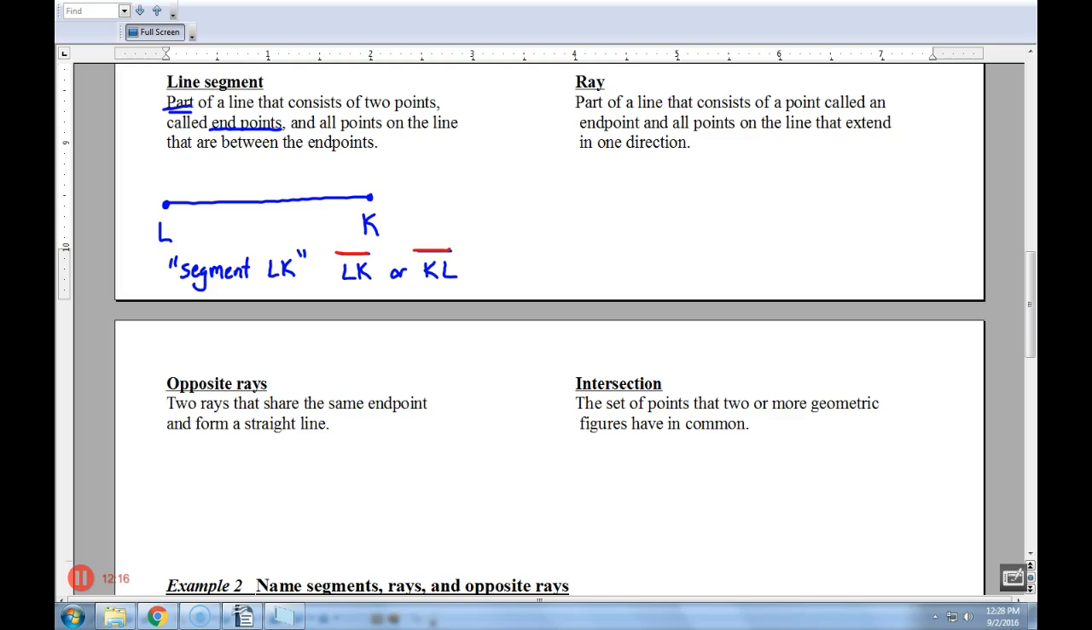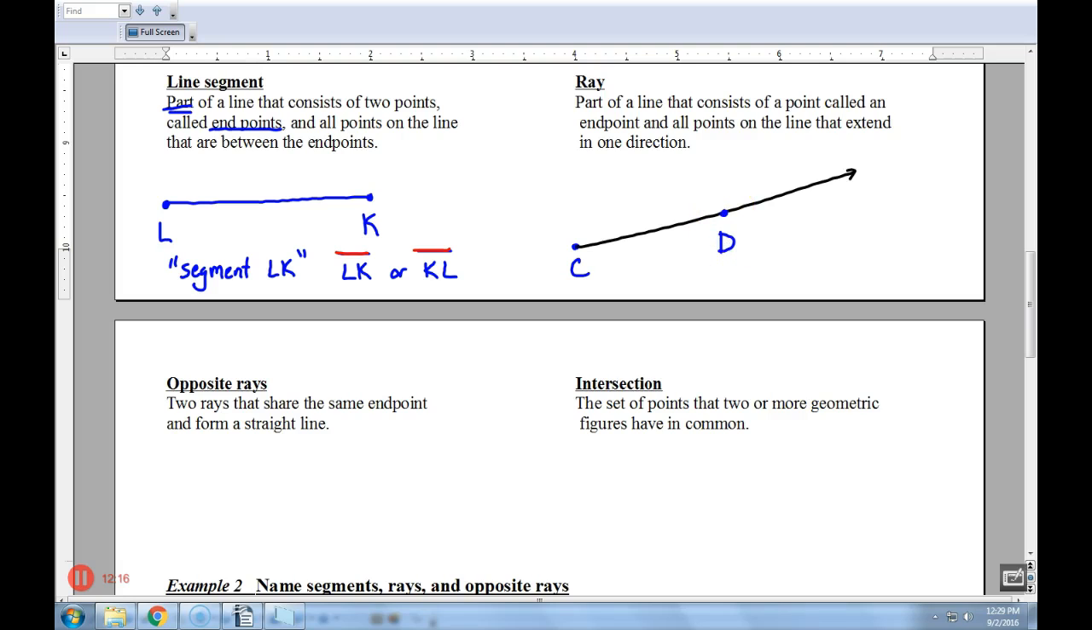Alright, a ray is kind of like a hybrid between a line and a line segment. It's got key features from both of them. So it's a part of a line that consists of a point called an endpoint. So let's go ahead and just put an endpoint on here. We'll put C. There's one endpoint. And then all the other parts of the line extend forever in the other direction. So it starts off with one endpoint, it shoots out in the other, kind of like a laser beam almost. And I'll put another point on here, call it D.